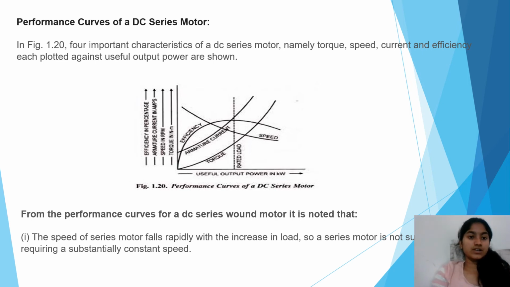Performance curves of a DC series motor, shown in figure 1.20 in the slide. Four important characteristics of a DC series motor, namely torque, speed, current and efficiency, each plotted against useful output power, are shown. From the performance curves for a DC series wound motor, it is noted that the speed of a series motor falls rapidly with the increase in load. So, a series motor is not suited where a substantially constant speed is required.